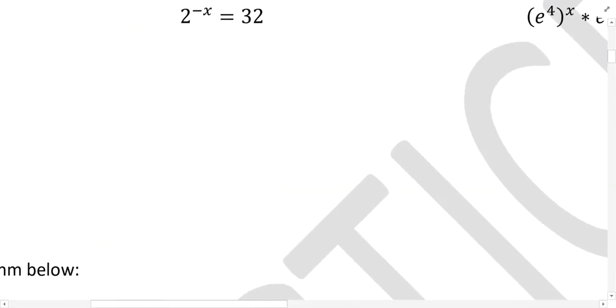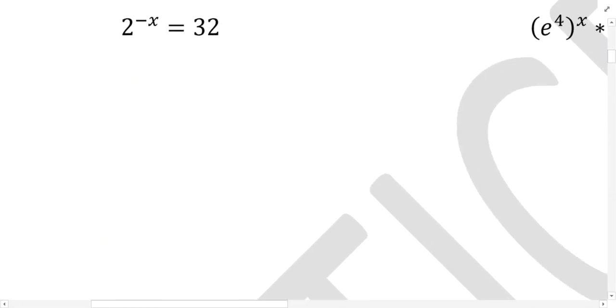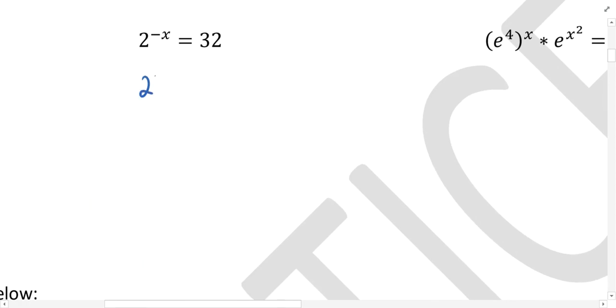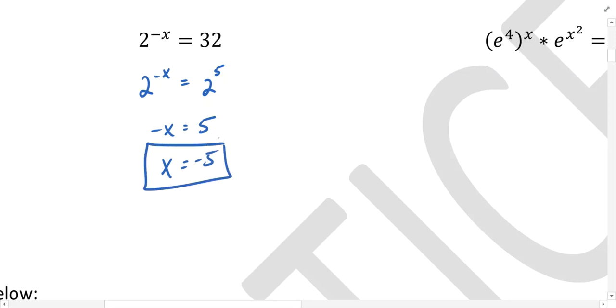In a perhaps easier example, we have over here 2 to the negative x power is equal to 32. Well, I like to look at the larger base first and see if I can reduce it, and certainly in this case I can. 32 is the same as 2 to the 5th power. So when the bases match, the exponents match, we now know that negative x is equal to 5. So therefore x by itself without the negative sign must be negative 5.